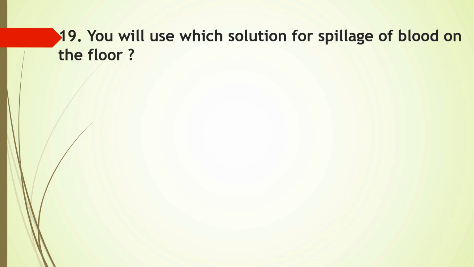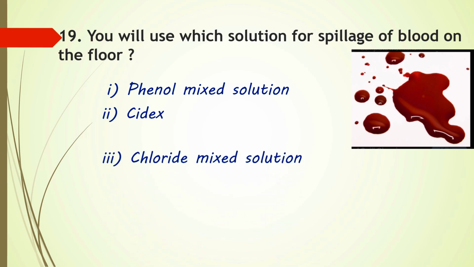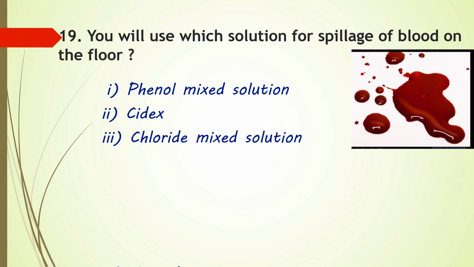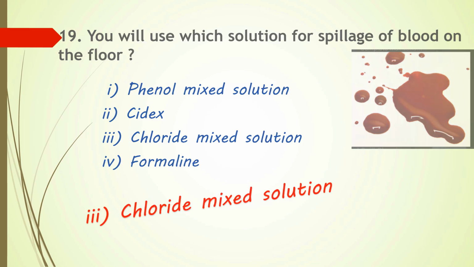Question number 19. You will use which solution for spillage of blood on the floor? Options are phenol mixed solution, Sidex solution, chloride mixed solution, or option 4 formalin. Blood spillage is definitely cleaned with a chloride mixed solution, especially sodium hypochlorite, because it is a highly effective broad spectrum disinfectant to inactivate bloodborne pathogens such as HIV or hepatitis B. So option 3 is the correct answer.